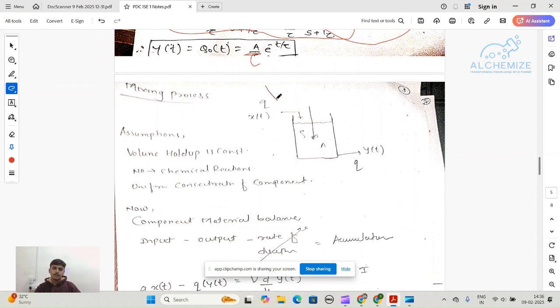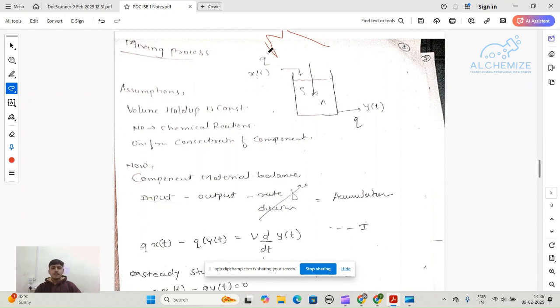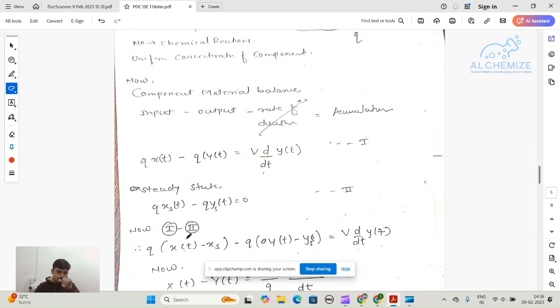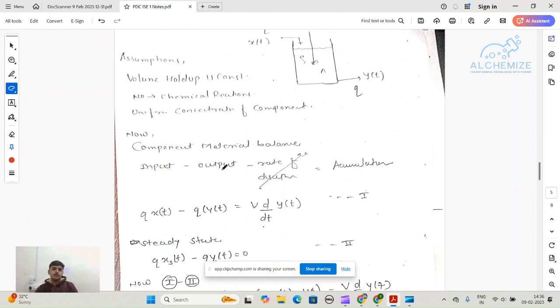So now let's deal with the mixing process. It can become a very important question for the mixing process. So for any system, if you want to find the transfer function for a first order system, first you have to draw the figure, then you have to make the assumptions, then material balance, energy balance and momentum balance equations, then at unsteady state, then steady state, and then subtract equation 1 from 2, that is from unsteady state to steady state condition. So here I have done the component balance.